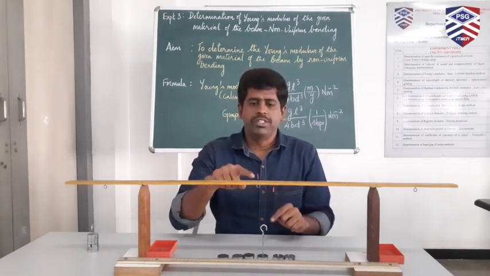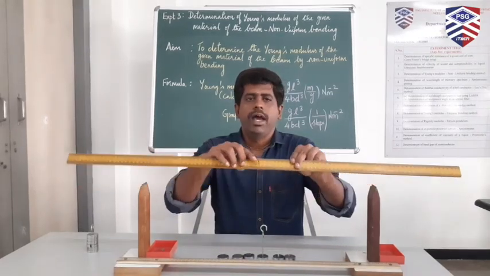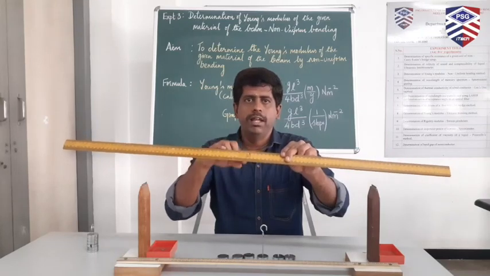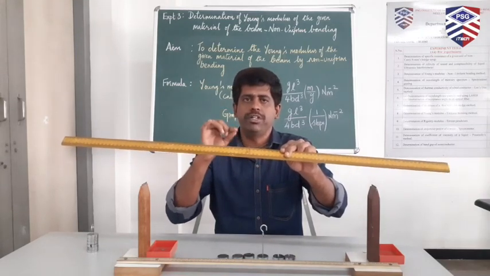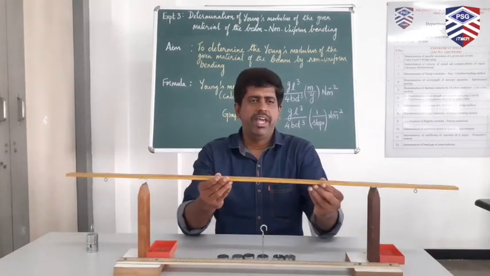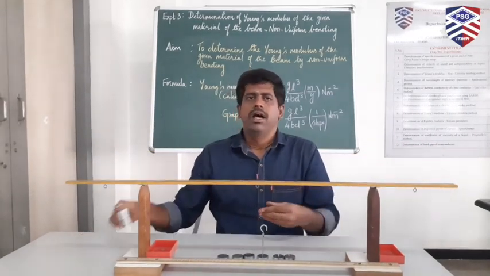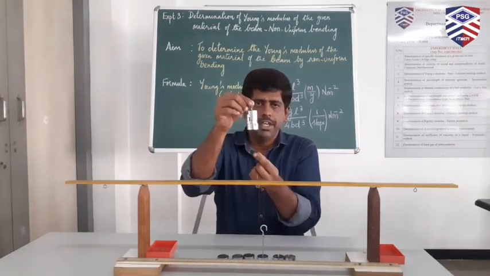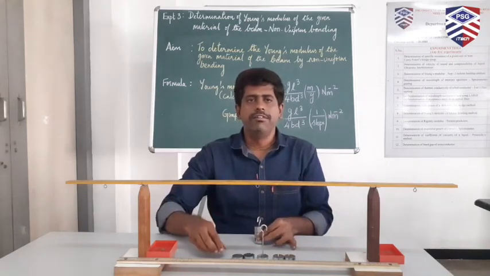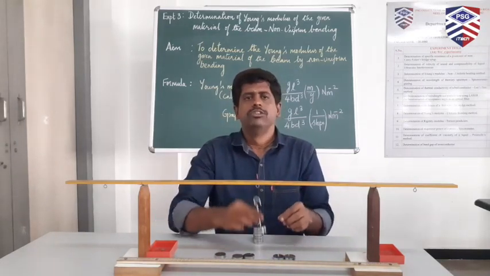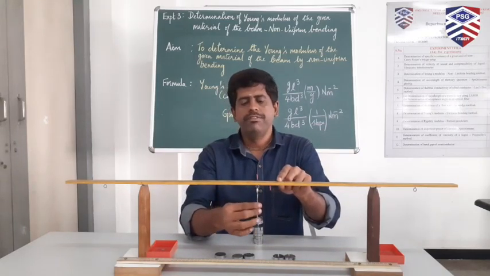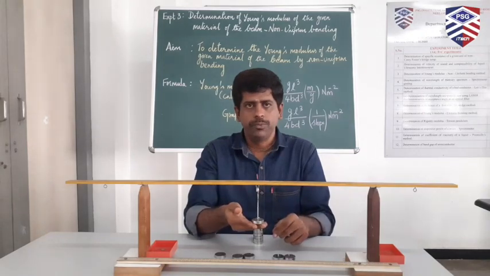To measure the depression, we will be having a reference mark which will help us to note down the depression happening due to the loading. I will be placing the beam, and these are the slotted weights which have been given to us. They are 50 grams each, with 250 grams given in total. Initially, I will be loading this beam with a dead weight called W.